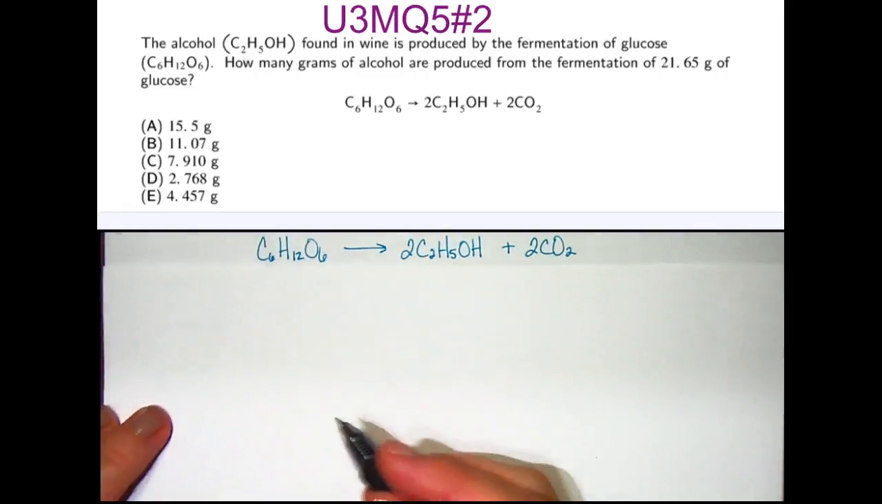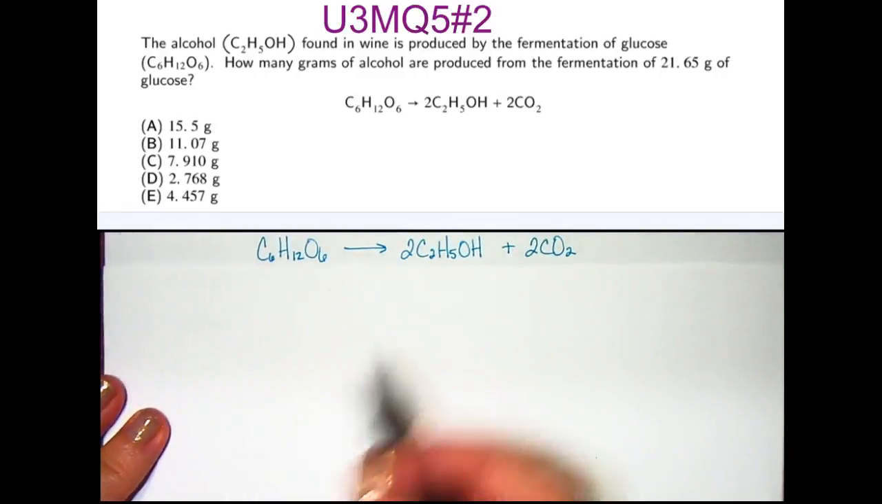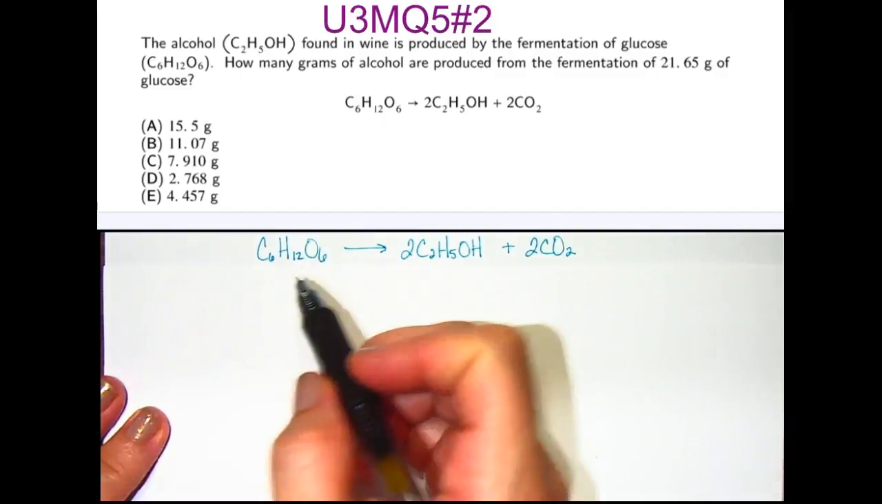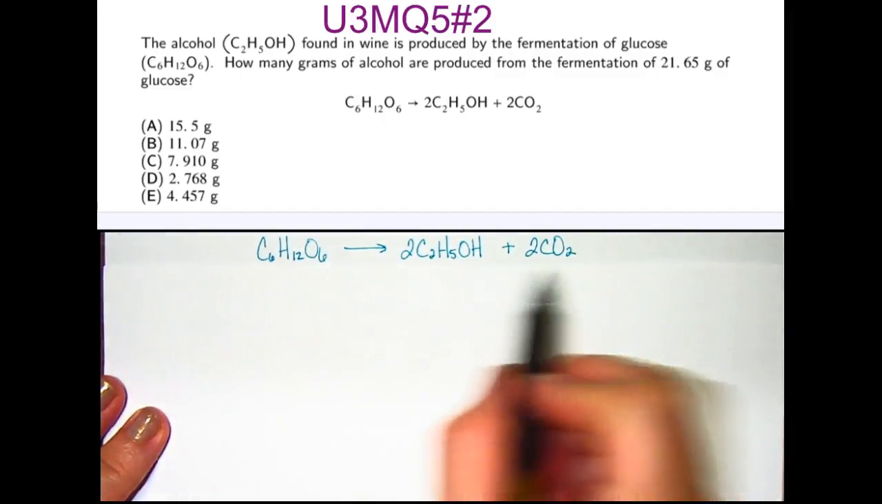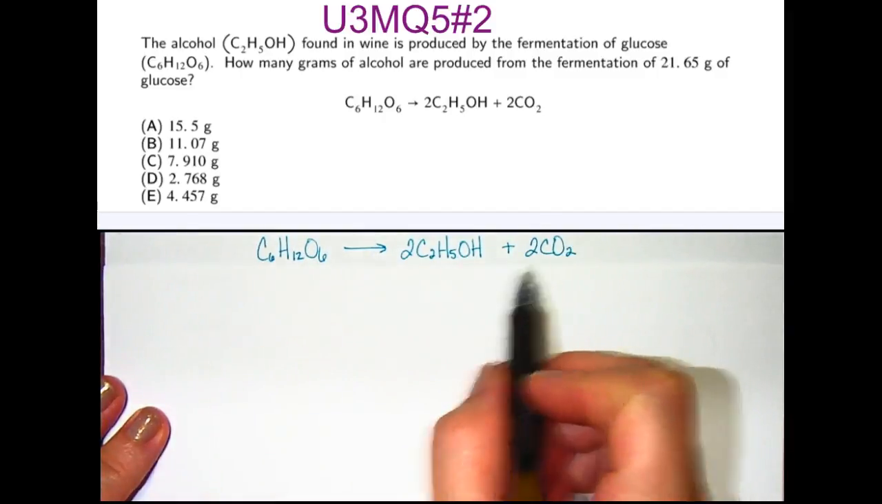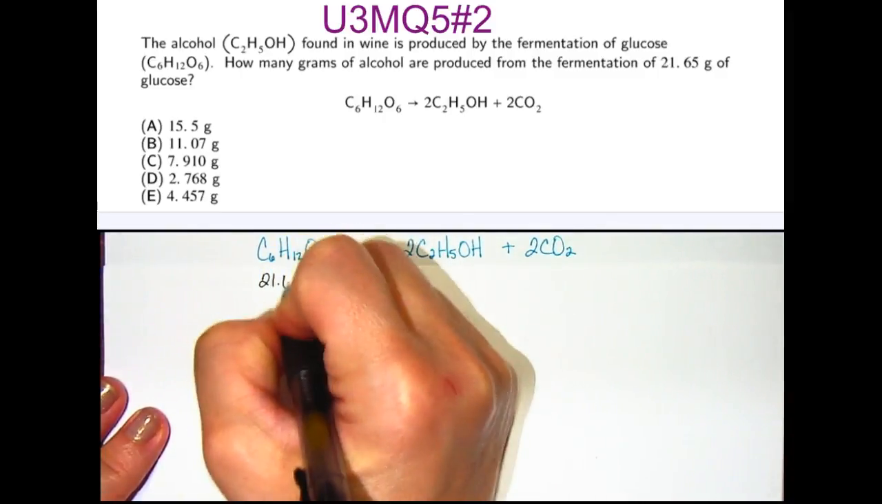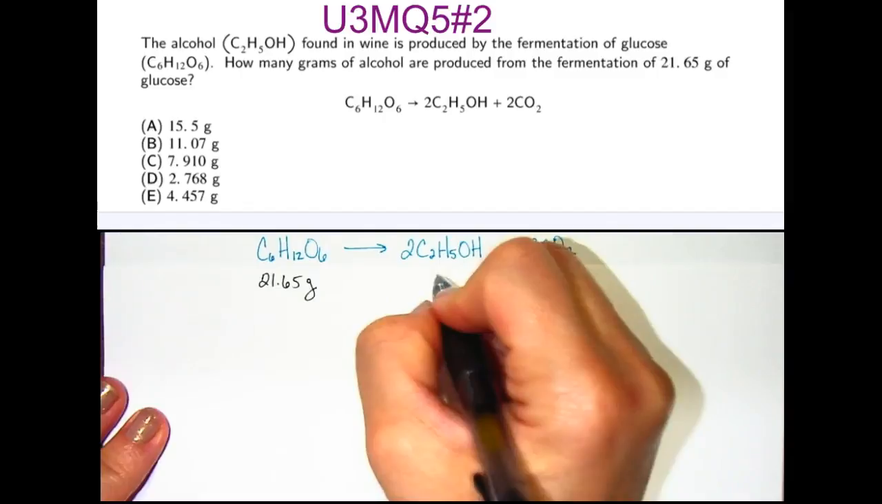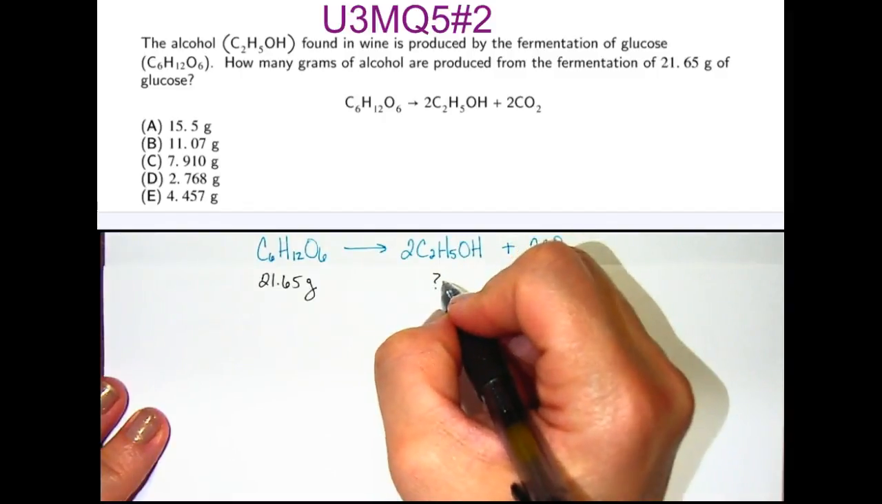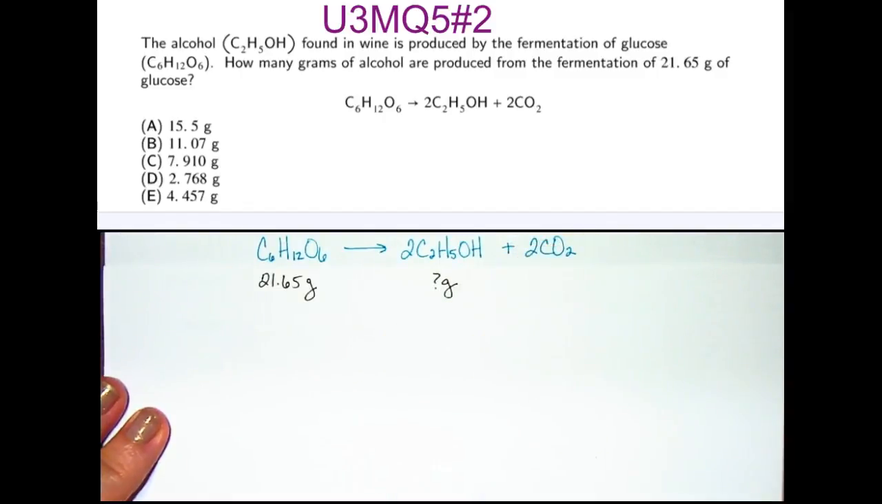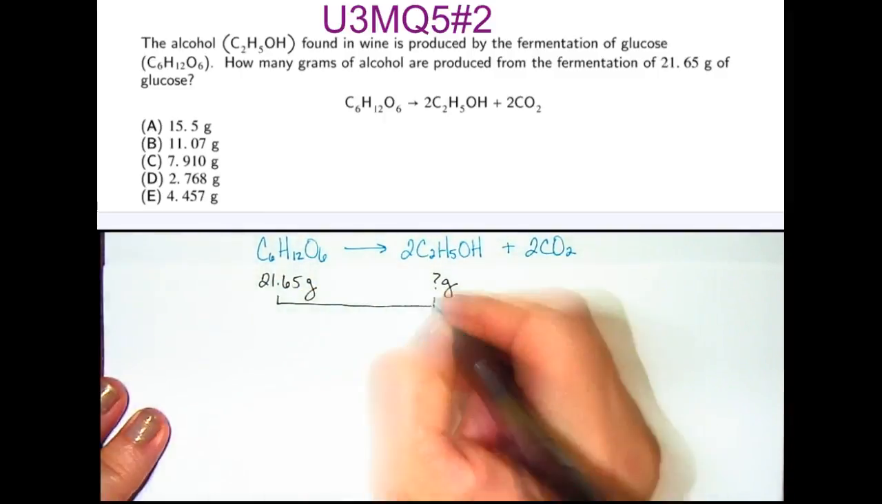We're going to look at two different ways to solve the same type of problem. So this is a stoichiometry problem, which means we need a balanced equation, which I have written here. We're given 21.65 grams of glucose and asked for the grams of alcohol. So here's my stoich problem.